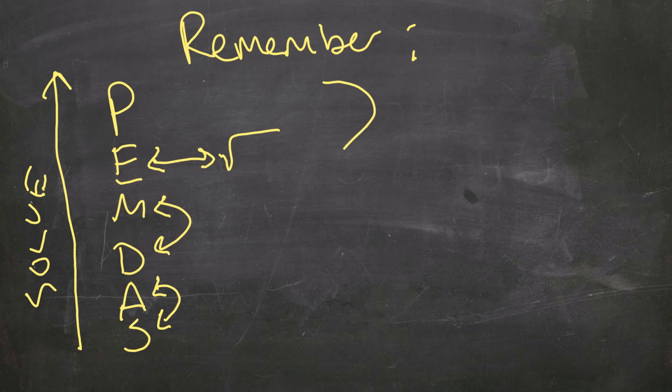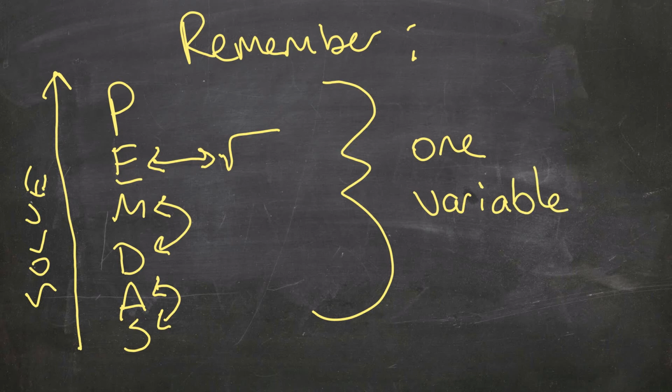So, now remember, all this only works if you have one variable. So if you have more than one variable, the first thing you have to do is get all your variables on the same side, and then use PEMDAS backwards. And we'll go through all that. Okay?